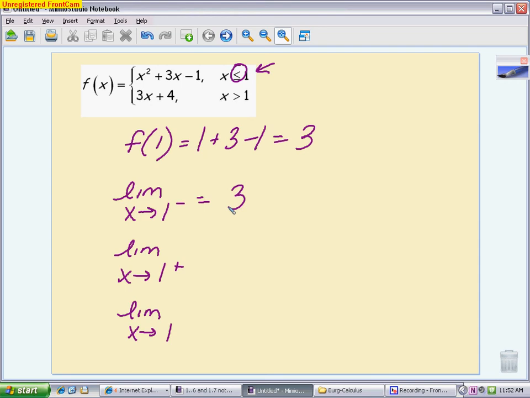Third question wants to know the limit as we approach 1 from the right, or from the positive side. Now we're going to look at the bottom equation, because this is the piece that starts at 1, actually right after 1, because it doesn't include it, and heads to the right. When I put 1 into that equation, I get 3 plus 4, which is 7.